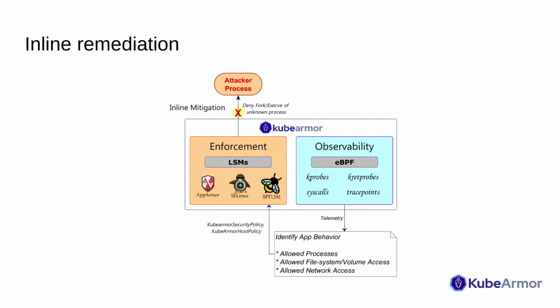CubeArmor has this amazing feature of inline remediation, where most of the security tools use eBPF for observability, and if they detect anything malicious, they'll try to kill the process or will try to stop the container, whereas CubeArmor uses LSMs, Linux security modules, to enforce some zero trust security policies. So you block everything and just provide a whitelist of what should be accessed inside your Kubernetes cluster. So that's how you can defend against the attack before they even happen using the inline mitigation.